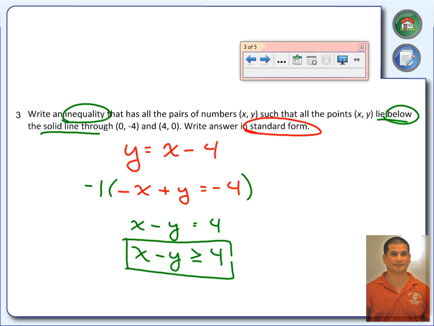Can anybody spot it? What? Because the y is negative. And what happens when the y is negative when you solve for slope-intercept form? The inequality flips over. All right, so that is the final answer.